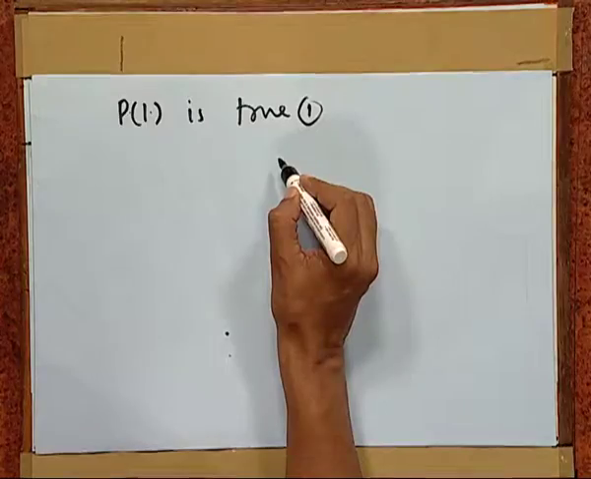Now, next we have to assume the result for k and then prove for k plus 1. For this, first we assume that the result is true for k, which means that any polygon having k sides will have the angle sum k minus 2 times 180 degrees. And from this assumption, we have to prove for k plus 1 sides.